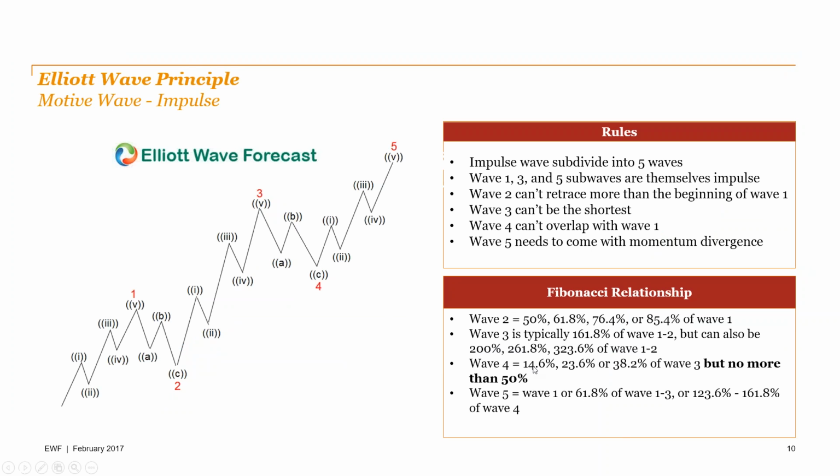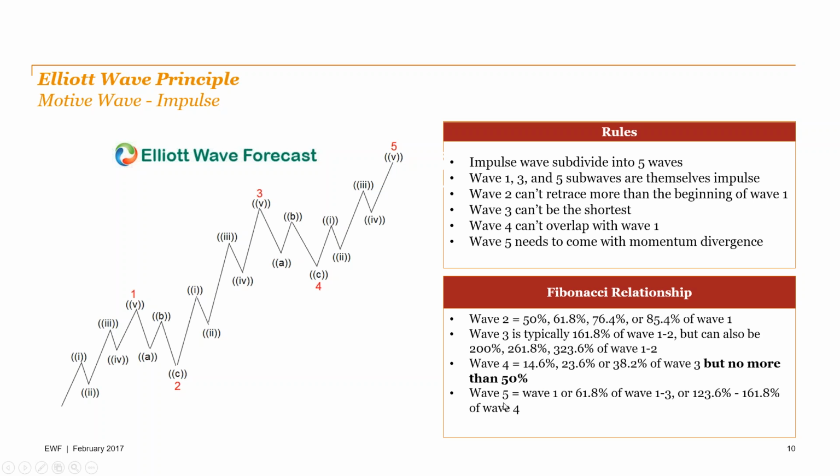Wave 4 typically is between 23.6% and 38.2% of wave 3. So the retracement here typically is, I would say 80% of the time, between 23.6 and 38.2%. Okay, but no more than 50%. So this is an additional rule that we add in at elliottwave-forecast.com, right? We add the idea that wave 4 cannot retrace too big, more than 50% of wave 3, because otherwise it becomes too big for a retracement, and it could end the cycle. Instead of getting wave 5, we can in fact get a turn instead. So this is an additional rule, no more than 50% of wave 3.